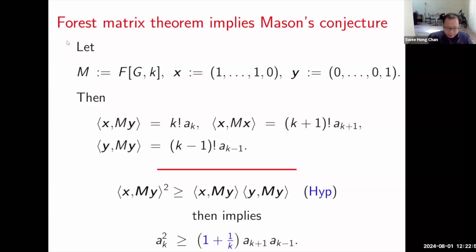As before, let M be our forest matrix. Let X be the vector such that the first M entries are equal to 1 and the last entry is equal to 0. Y is the opposite: the first M entries equal to 0, and the last entry equal to 1. Okay. And now, by definition of this X, M, Y, let me just do the calculation now. By definition, X times M times Y, this should be the sum of, sorry, let's do X M X.